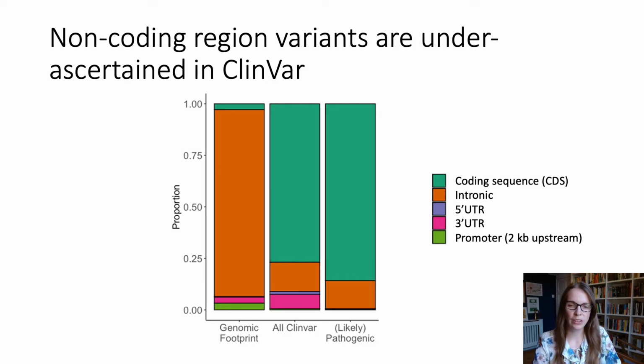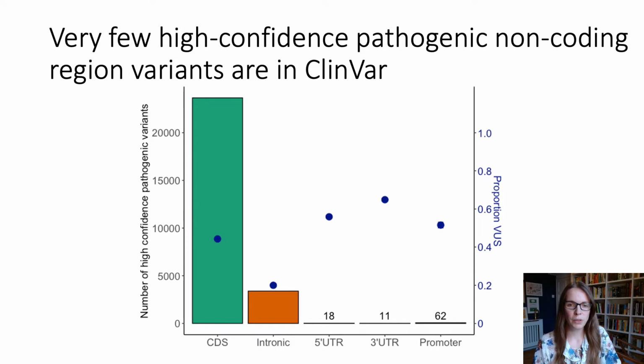If we look at purely the variants that are classified as pathogenic or likely pathogenic, this becomes more stark. Here we see that there are very, very few variants that are not either coding or intronic that are classified as likely pathogenic or pathogenic. To put some numbers on this, if we go to high confidence pathogenic variants, so ones that have been called as pathogenic by multiple submitters, in ClinVar we see that there are very few in the UTRs and in the promoter, and a higher proportion of these variants are classified as variants of uncertain significance in this data set.